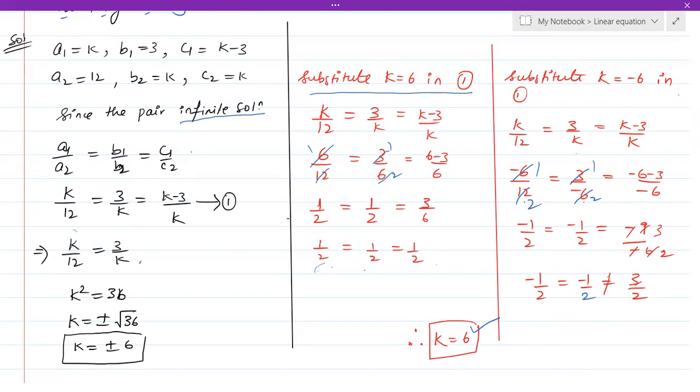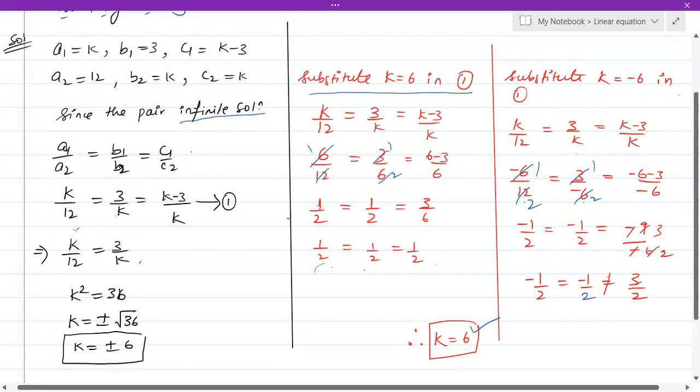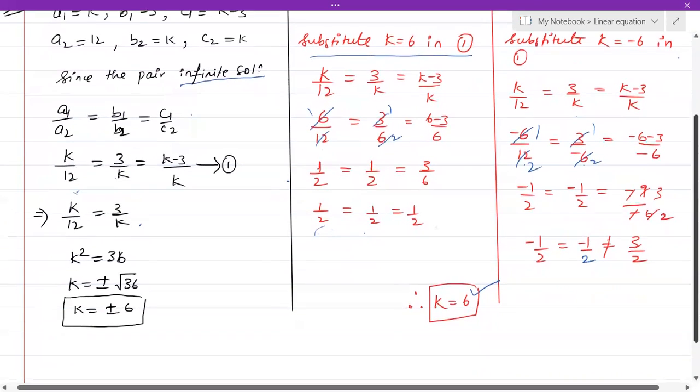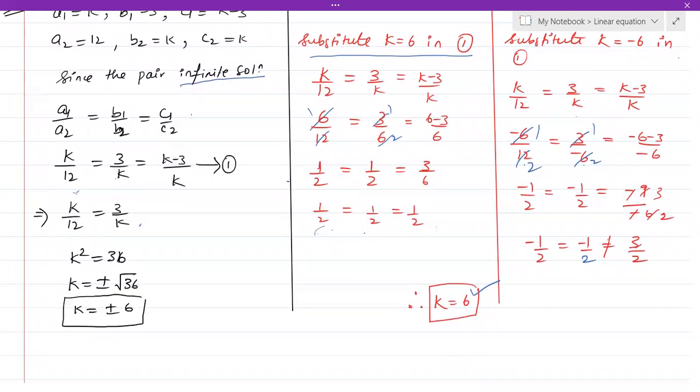Therefore, k is equal to minus 6 is not the correct value. Why is it not the correct value? Because we found the value of k using only these two, so it is going to satisfy only these two. It's not going to satisfy the third one. Sometimes this is what happens, as I told you. So out of two values, one value is satisfying the condition, but the other value of k is not satisfying the condition. Therefore, the final answer of k is 6. This will be a final answer.